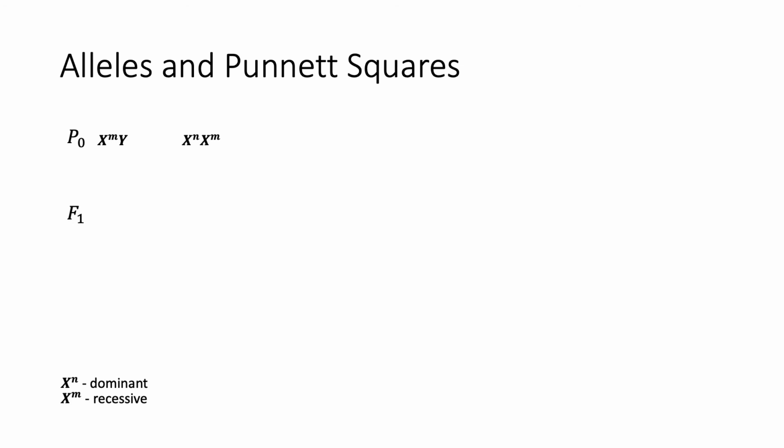Okay, now we're going to take a look at what a Punnett square is for an X-linked trait. Here we have two alleles, XN and XM, where XN means normal, so X normal, while XM means a mutation, so X mutated. And the mutation is recessive, while the normal allele is dominant.